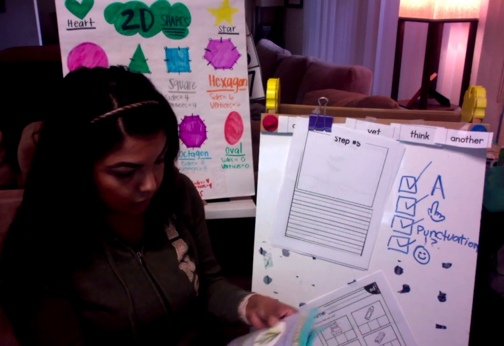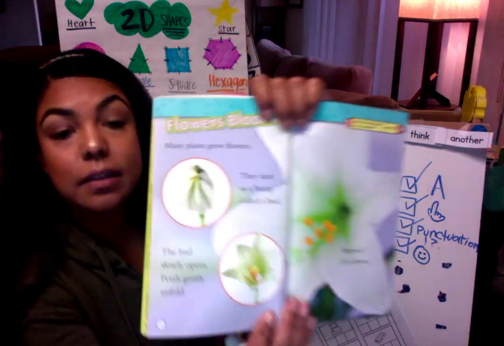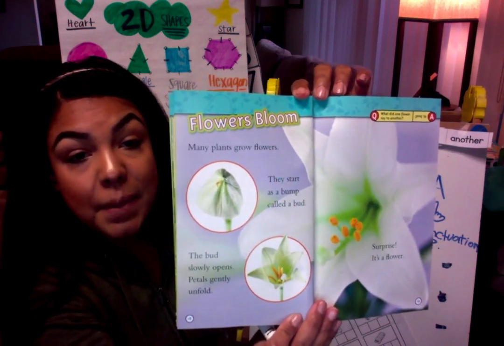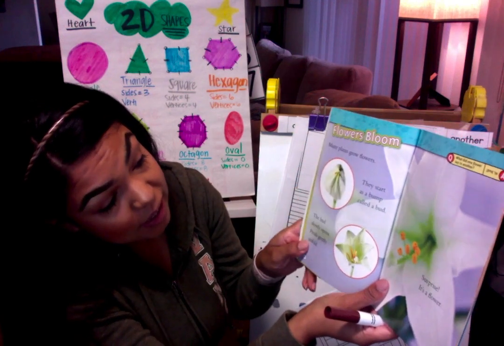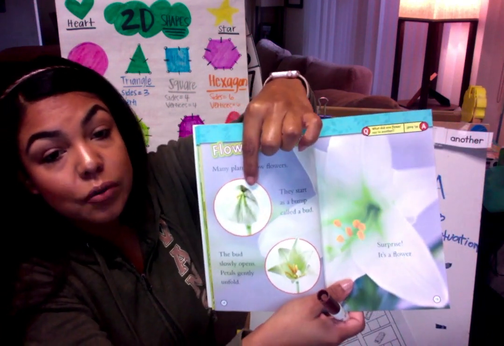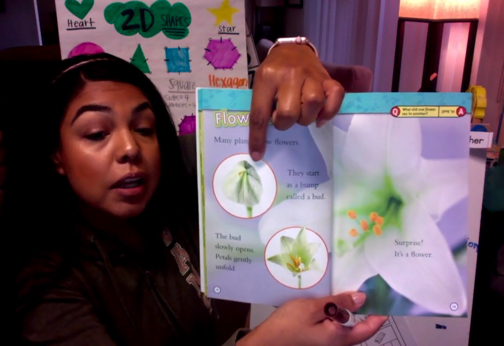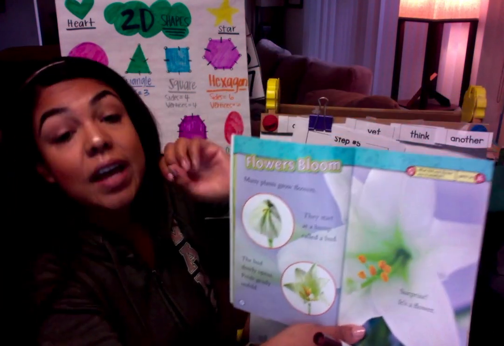let's go ahead and go to page 18. Page 18, okay? If you guys have your book, awesome. Flowers bloom. Many plants grow flowers, okay? Now, they start as a bump called a bud. So here's a picture of a bud. This is a great example of what a bud will look like, okay? The bud slowly opens and petals gently begin to unfold.